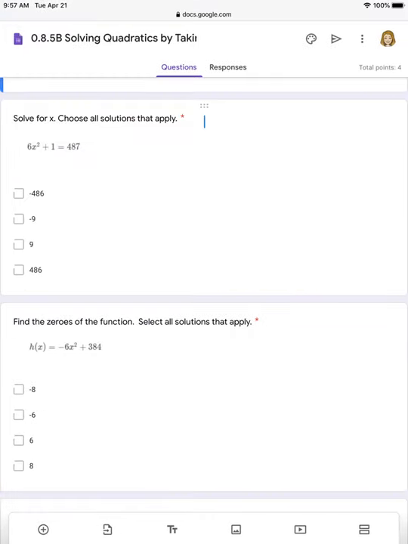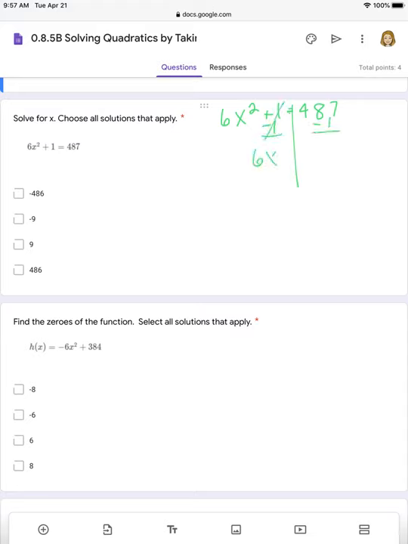All right, so let's make it equal 0. 6x squared plus 1. Oh, wait, it doesn't equal 0. Let's undo that. Let me get an eraser here. So it equals something else already. So we have 6x squared plus 1 equals 487. So we don't have to worry about it equaling 0. It doesn't say find the zeros. We have to solve for x. So we have to get everything away from x.